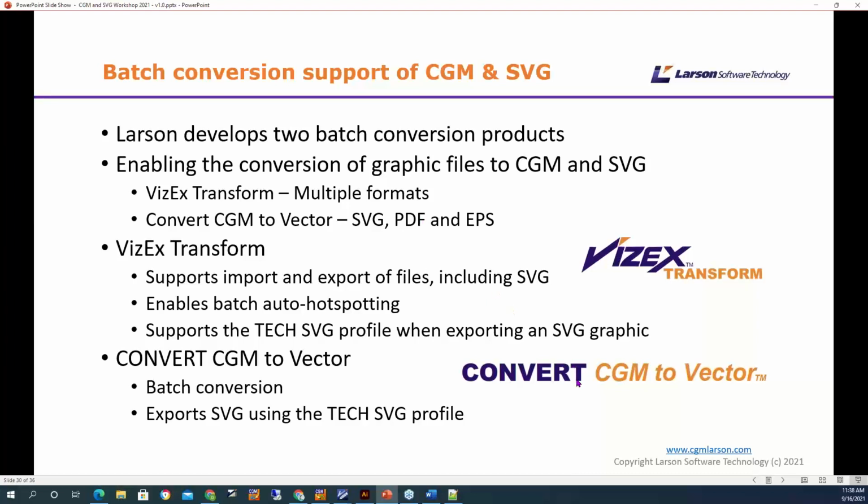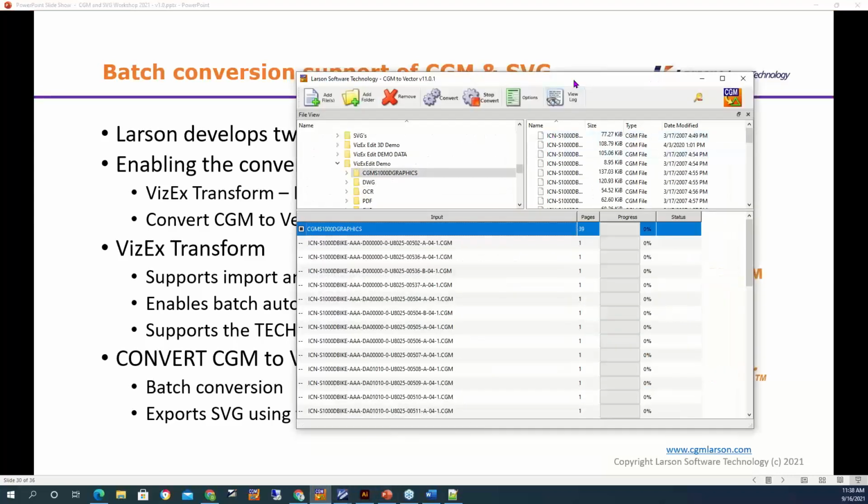The other software we have, two pieces of software. One is Visage Transform, which converts multiple formats, including SVG, and it can also do auto hotspotting, which is its main differentiator from our other conversion software. But I just wanted to show today CGM to vector, which is our desktop converter or command line. Again, it says CGM to vector, but it includes SVG. So let's just quickly bring that up here.